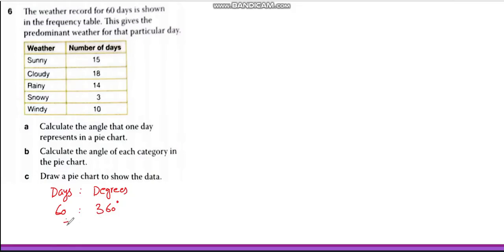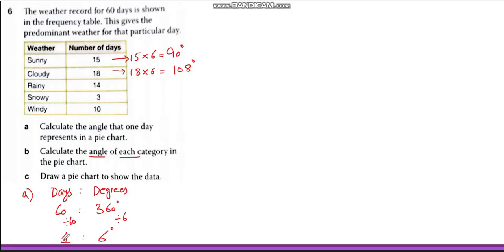So if we divide both sides by 60, we will get one day over here, and that can be represented with 6 degrees. So now we can easily do the B part, where we have to find the angle for each category. So if we multiply 15 times 6, we will get the angle for sunny days, and that will be 90 degrees. Similarly, if we multiply 18 times 6, that will be 108 degrees.